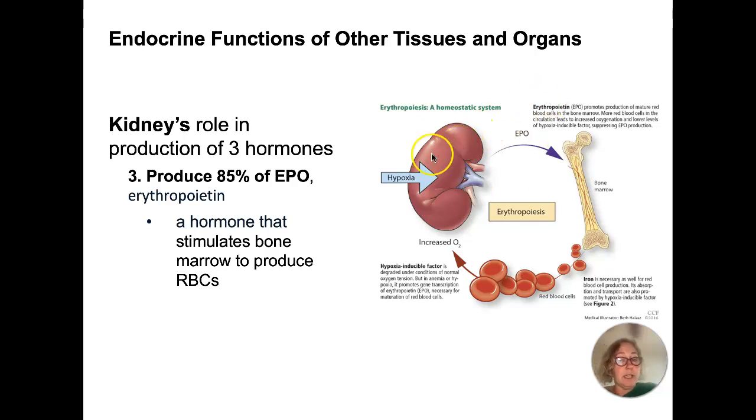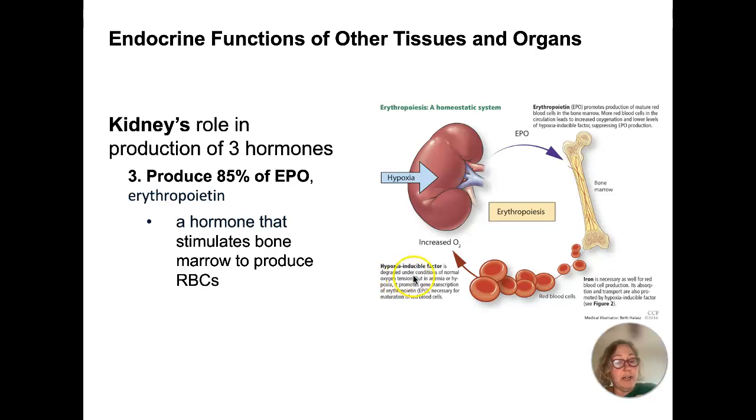So if your kidney gets this, hey, this is not great. We need some more red blood cells. We don't have enough oxygen. So your kidney will send a message to your bone marrow, and your bone marrow will make more red blood cells. And also, this is a lot related to your iron level, which is necessary as well for red blood cell production. So if you don't have enough iron, that's not going to matter what your kidneys say.